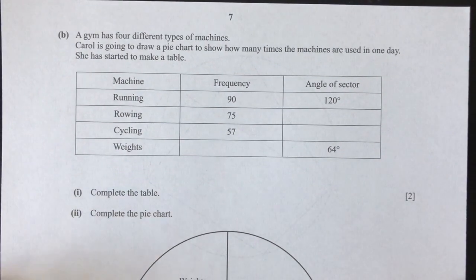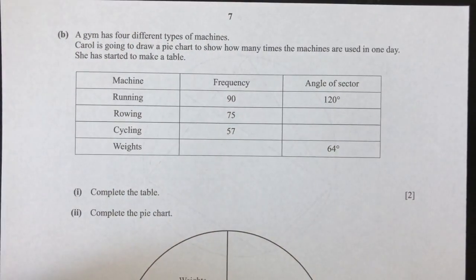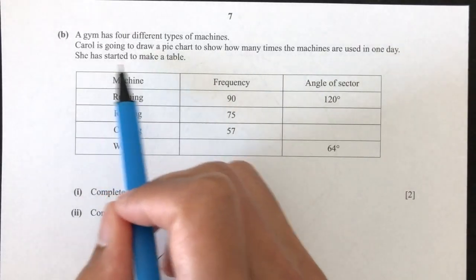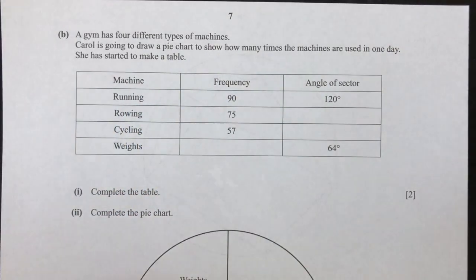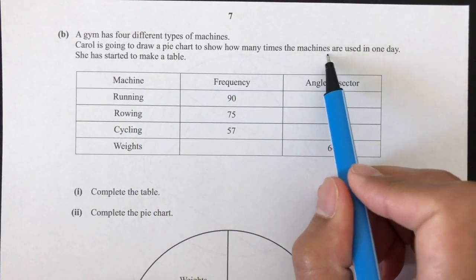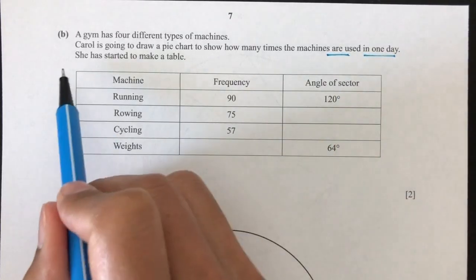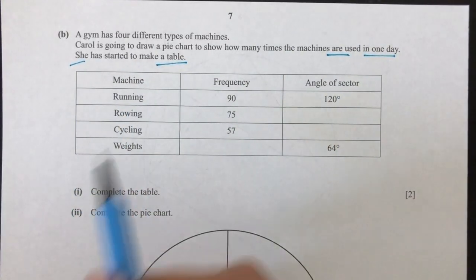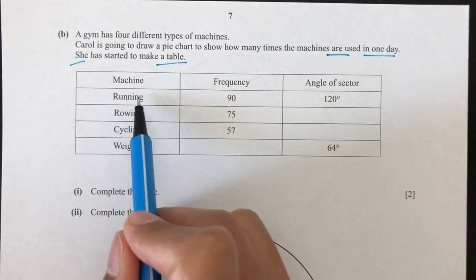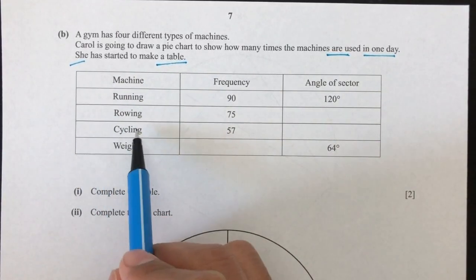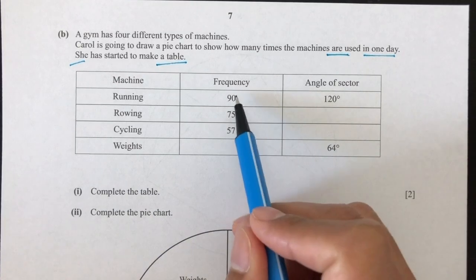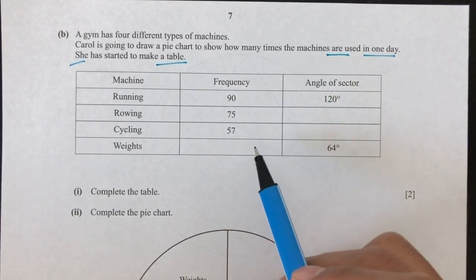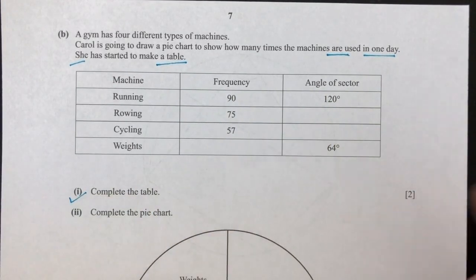Now for part B, a gym has 4 different types of machines. Carol is going to draw a pie chart to show how many times the machines were used in a day. She has started to make a table, as you can see here. For machine, we have running machine, rowing machine, cycling machine, and weights. For frequency, this is 120. So complete the table. Pretty easy.